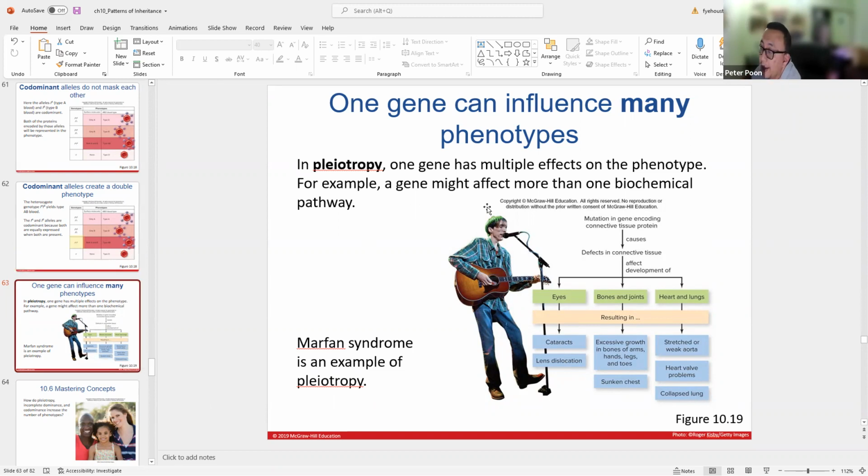One of the genes that I used to study was insulin and insulin growth. Changes in insulin actually have multiple effects everywhere.